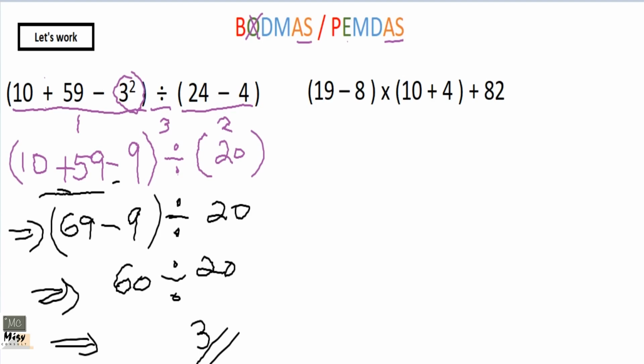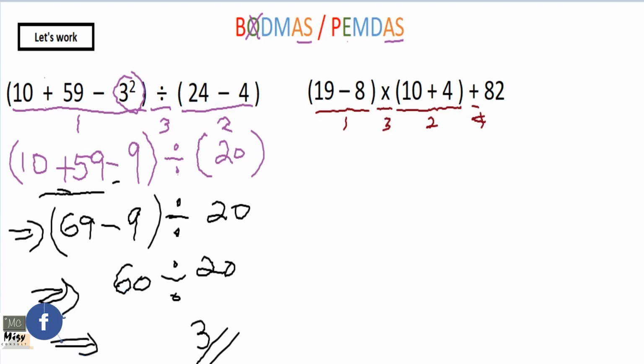We have our first bracket, number 1, then the second bracket, number 2. Multiplication and addition come first, so based on the instruction we do it based on BEDMAS and PEMDAS. Number 3 answer will be addition, which is number 4.